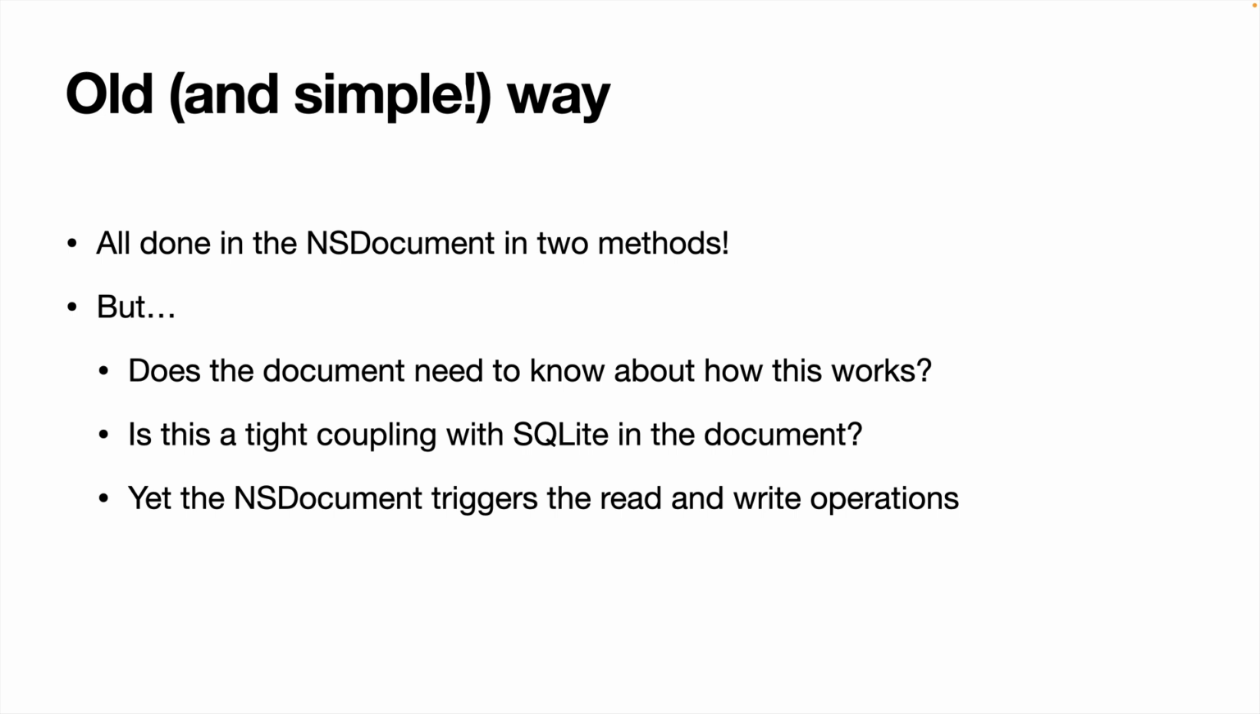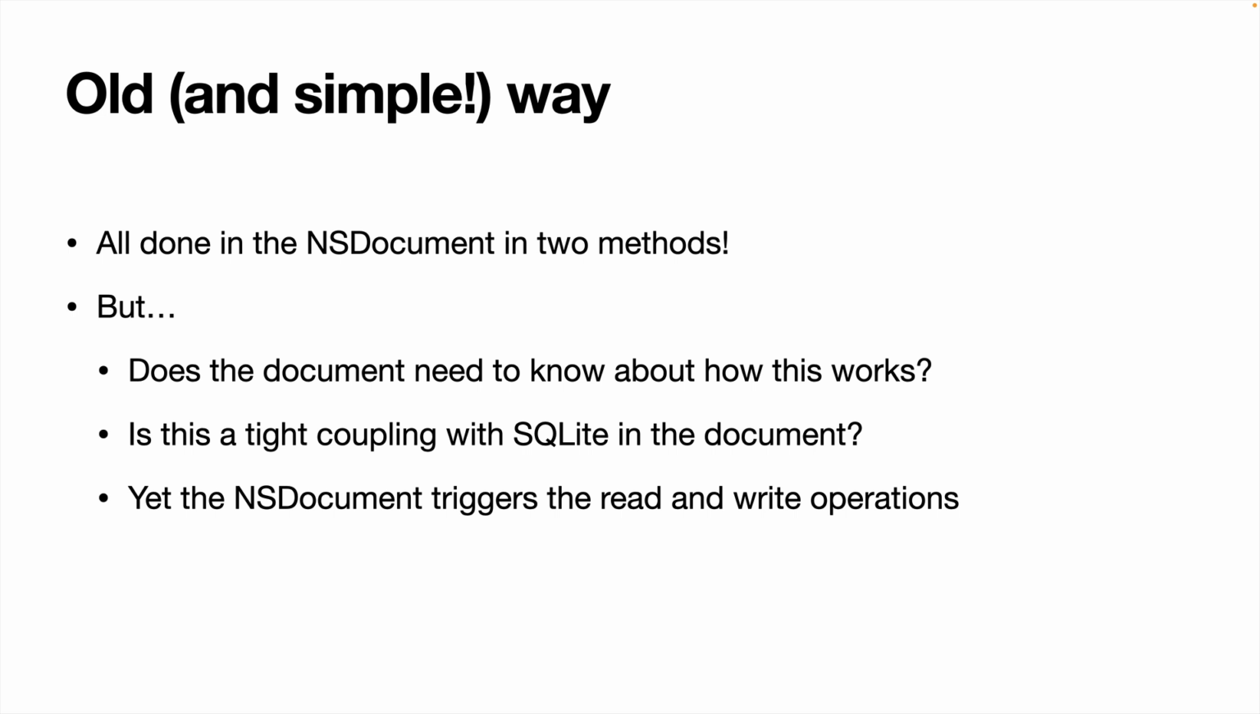But in this case, there are some issues. First of all, does the document itself need to know how this works? You can make an argument that it doesn't really matter, but one of the reasons this app is hard to deal with is how tightly integrated SQLite is into the application as a whole. And this is an example of it. This means that we have a tight coupling between our document and SQLite. And that's what we don't want. We want to keep the SQLite code off on its own thing, doing its own thing.